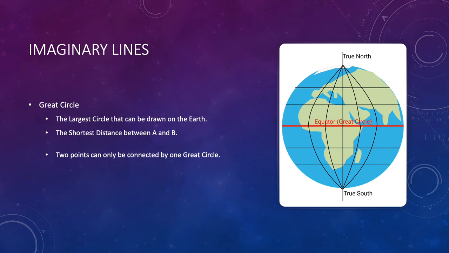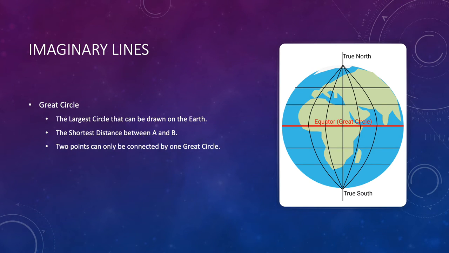Now we're going to look at some imaginary lines, and the first one we're going to look at is something called a great circle. Now these lines can't be seen, so we have to imagine them. So one example of something called a great circle is the equator. Okay, it's a line moving in a constant direction, so it doesn't change in heading.